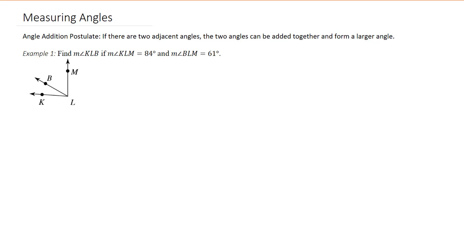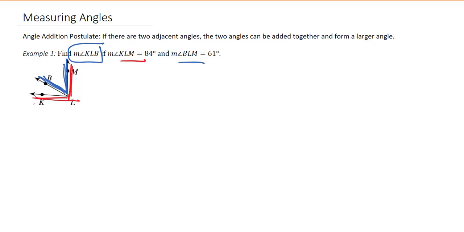So example 1, we're going to find the angle KLB if the angle KLM is 84 degrees and the angle BLM is 61 degrees. So let's go ahead and look at this. If we're looking at KLM, this is KLM, it's the bigger one. Then for BLM, here we are, this smaller angle. Now we need to find this angle. So how do we go ahead and do that?